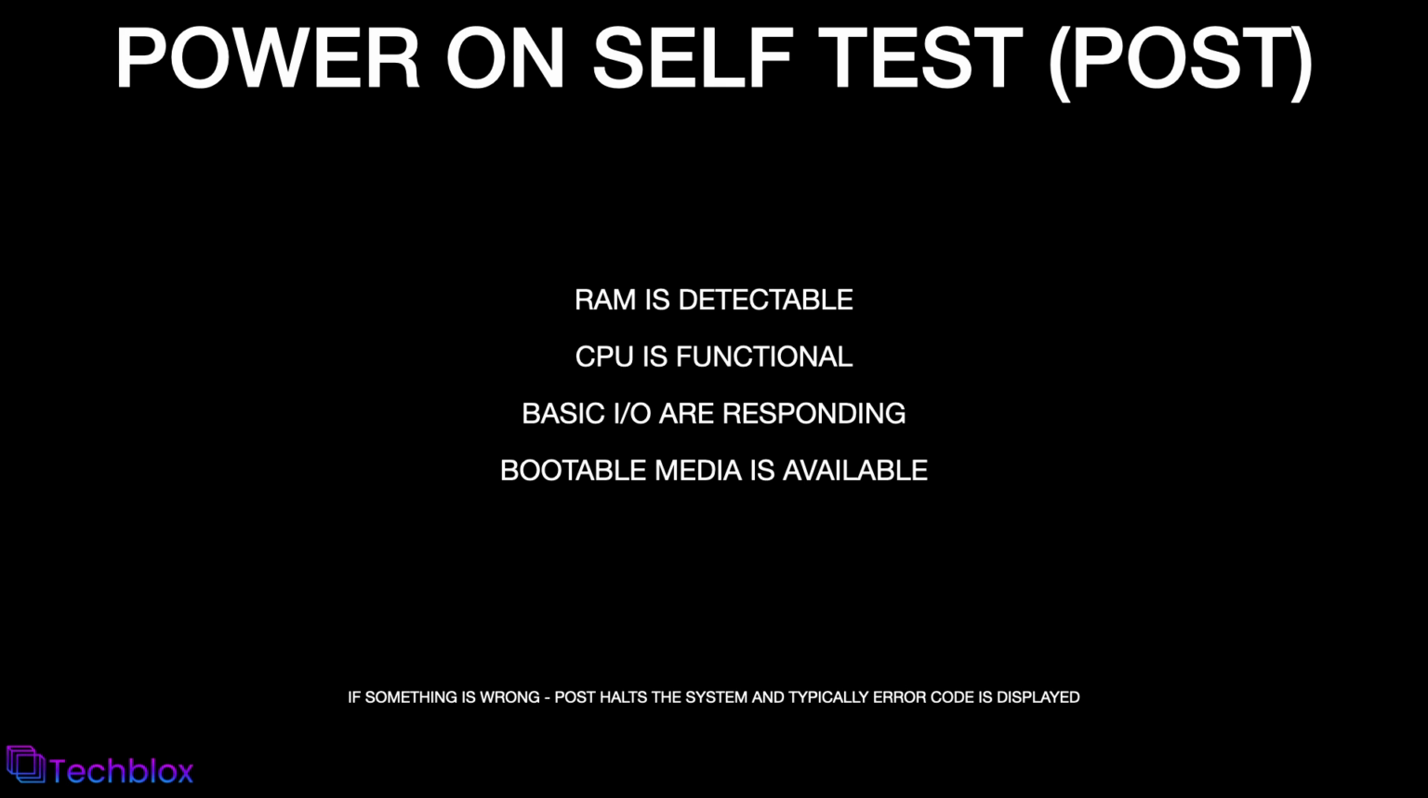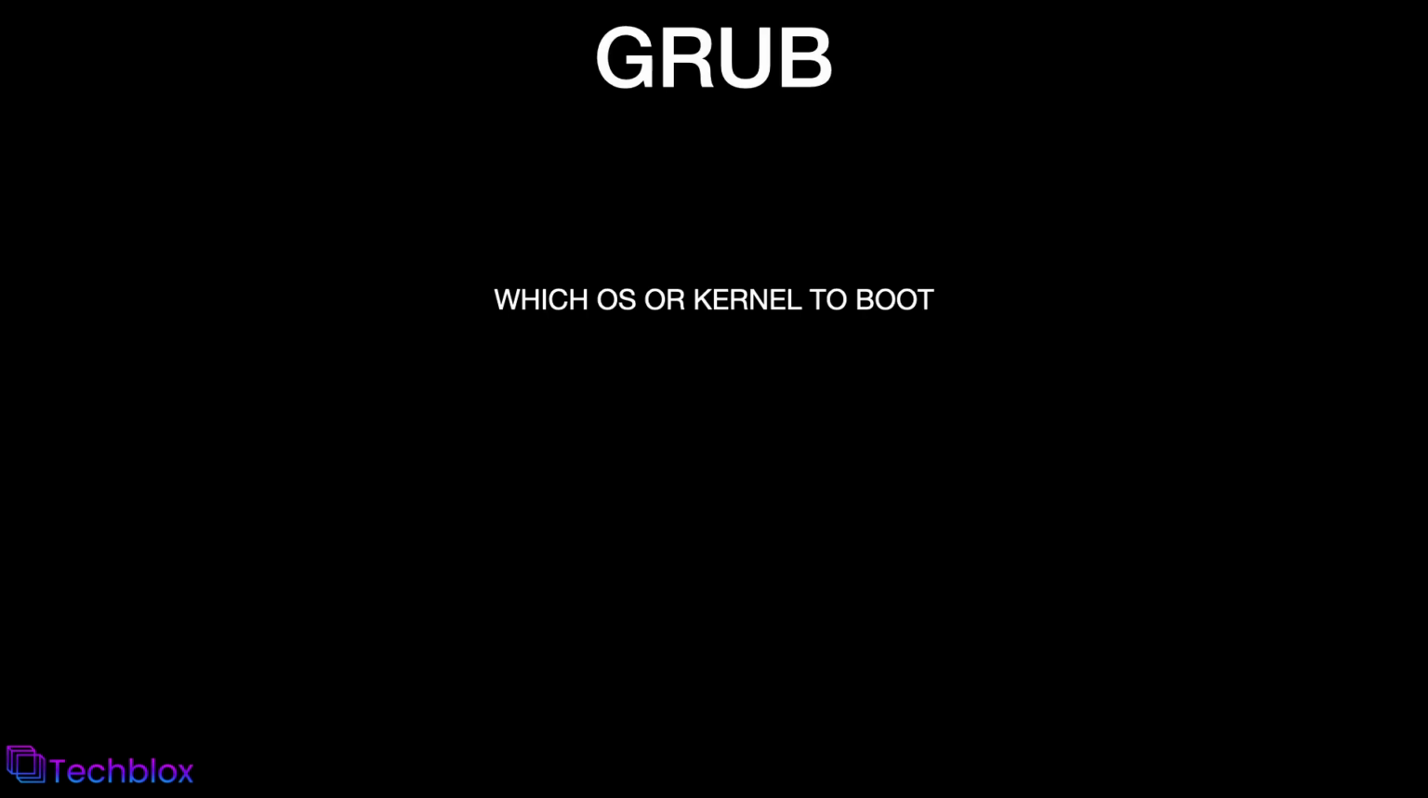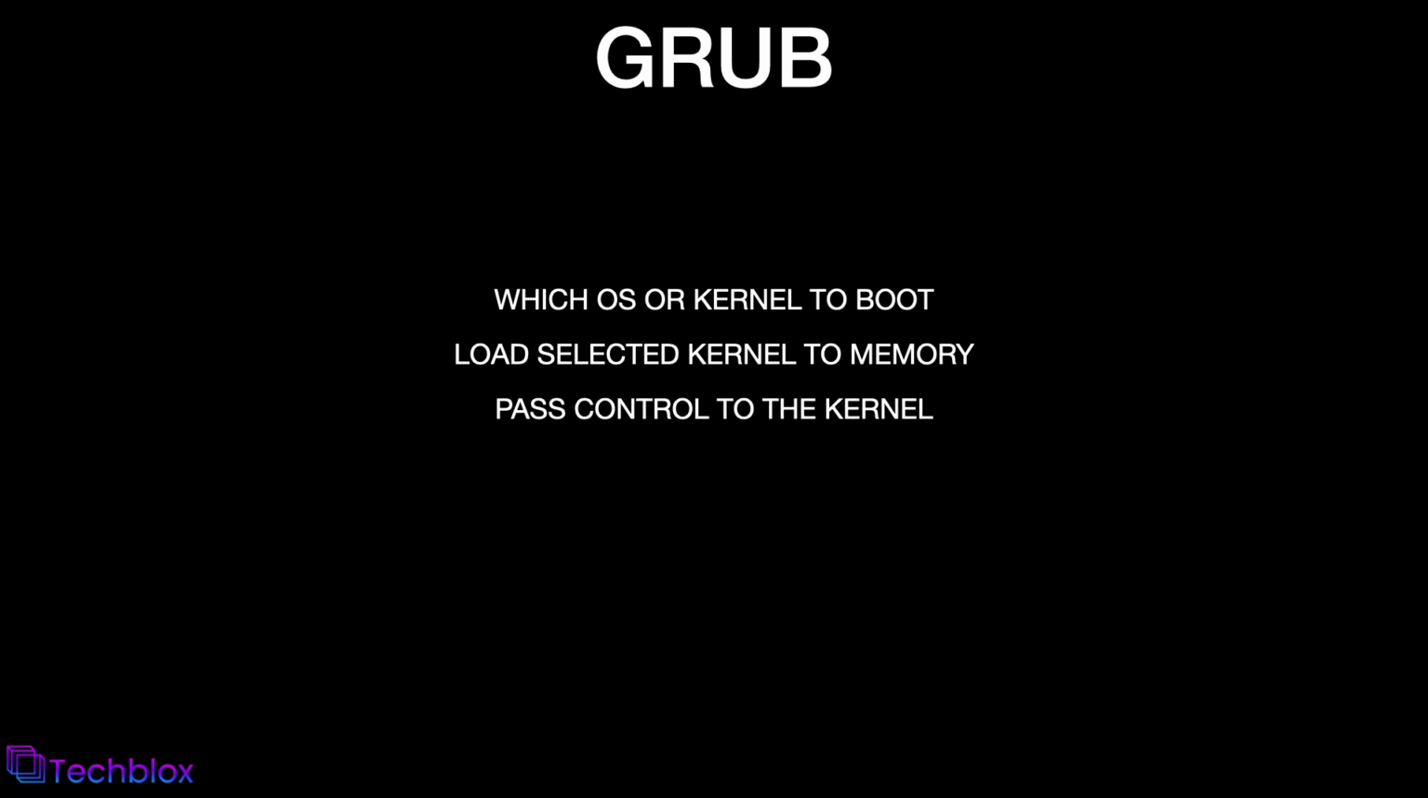Once the firmware identifies a bootable disk, it looks for a bootloader. Most Linux distros use GRUB. GRUB's job is to let you choose which OS or kernel to boot, load the selected kernel into memory, and pass control to the kernel. And it loads something called initramfs, which we'll talk about next.